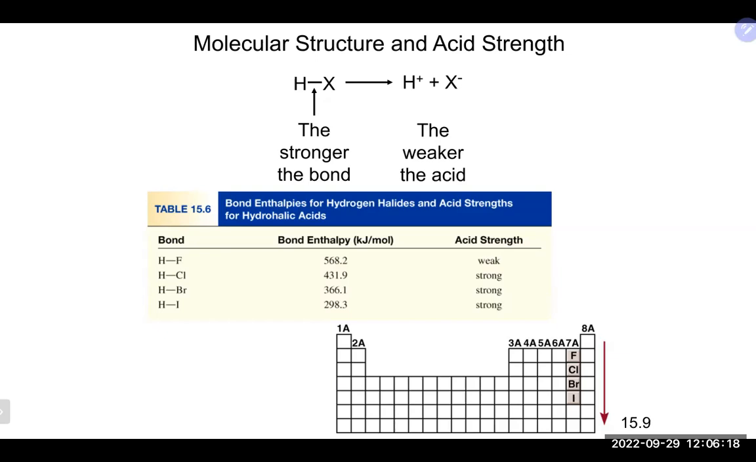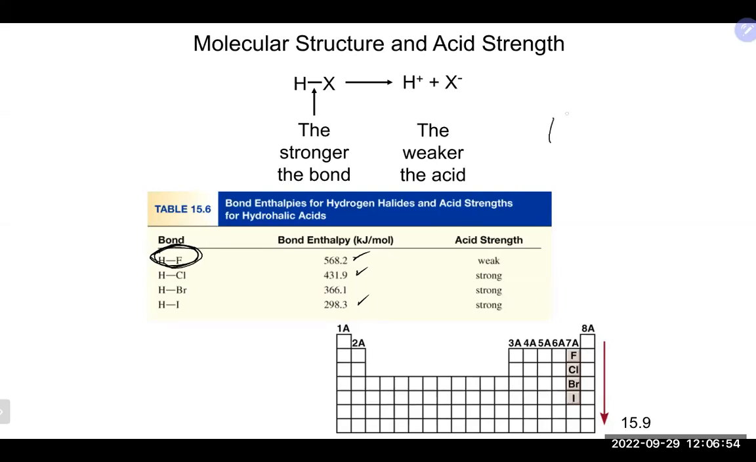You might have done some of that when you talked about Lewis structures and bonding. You add up all the ones you broke, you add up all the ones you made, you add them together, it gives you the delta H of the reaction. So if we look at going down group 7 there, our HF bond is 568 kilojoules of energy. Our HCl is 431 and down to 298. So what we see here is the actual strongest bond is the HF bond. And that actually will make HF a weak acid.